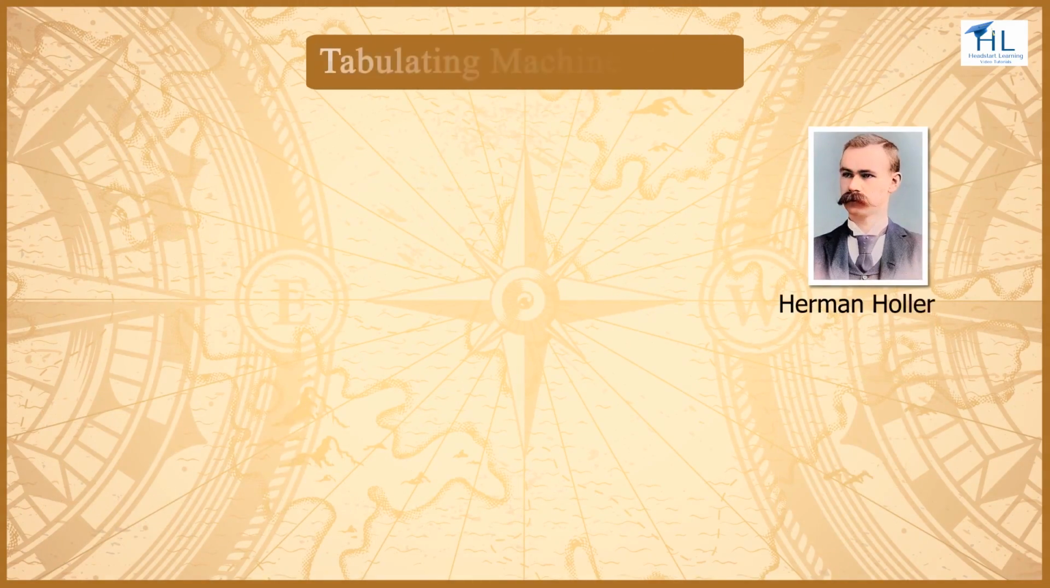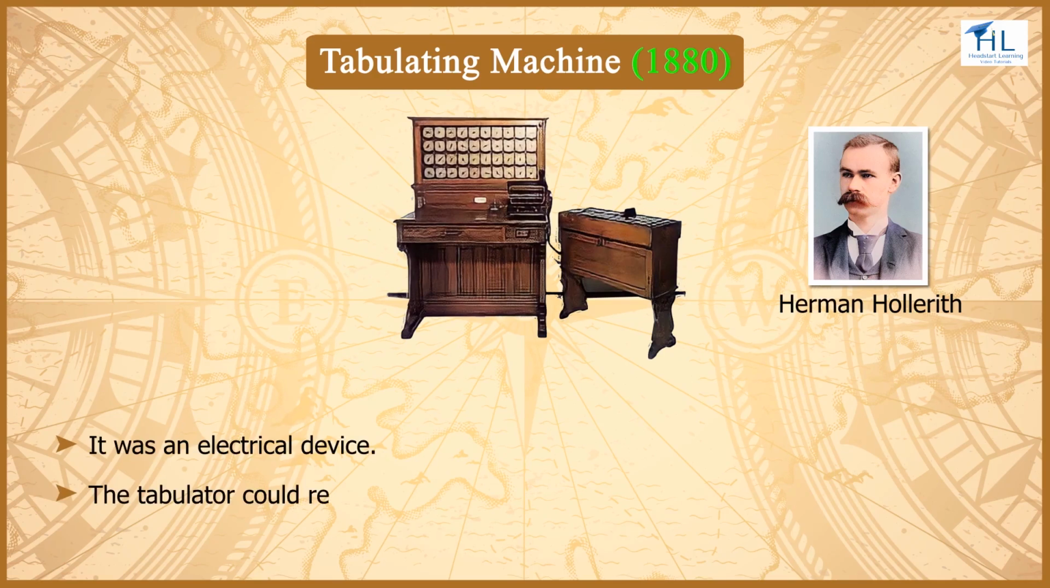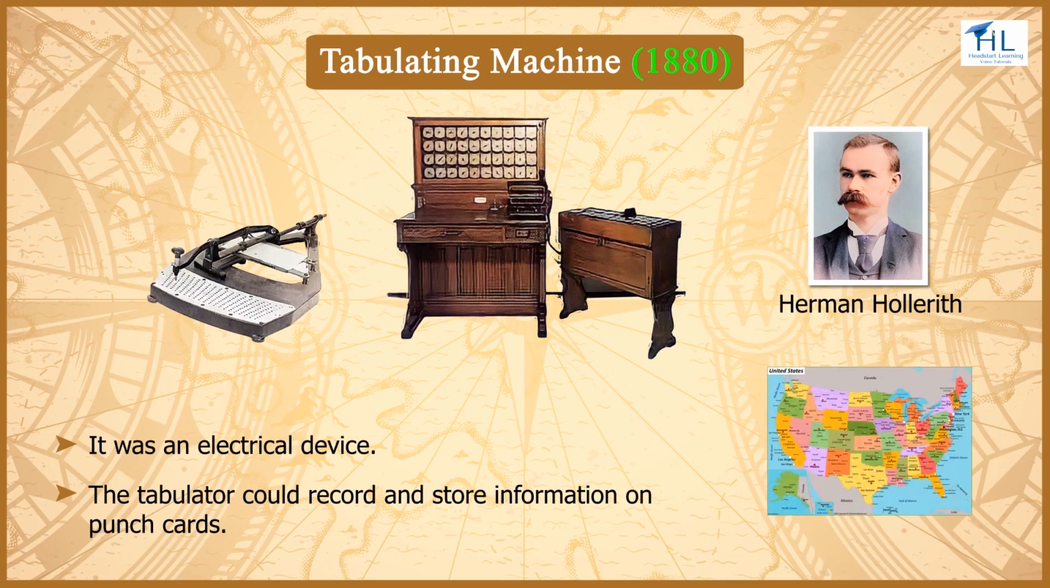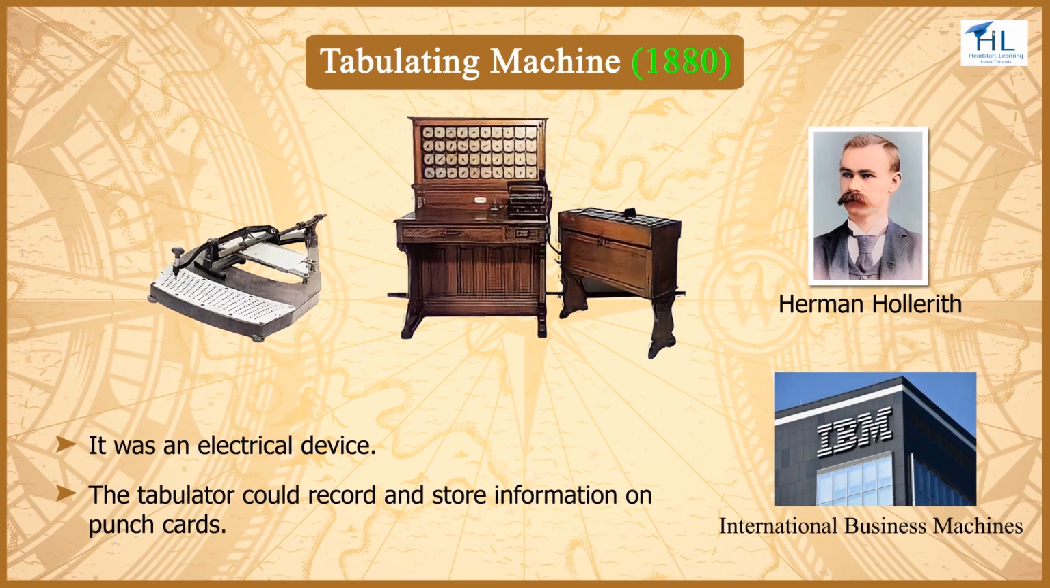Herman Hollerith, an American, invented the machine called Tabulating Machine or Tabulator in 1880. It was an electrical device. The tabulator could record and store information on punch cards. It was a basic invention to compute the population of the USA. Later, Herman Hollerith's tabulator became so popular and successful that he started his own company that later became International Business Machines or IBM.